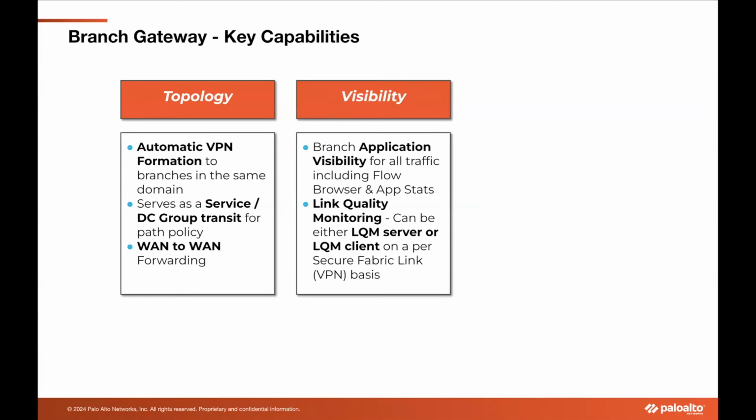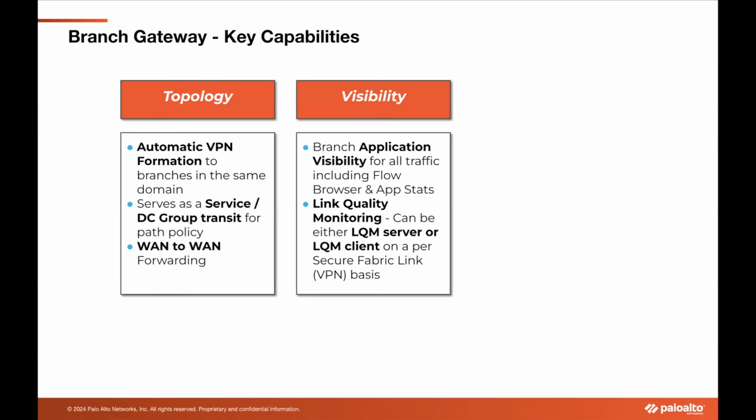Second piece is visibility. So all of that same goodness and really industry-leading application visibility that we have in branch mode is there for branch gateway mode as well. And that includes flow browser, app stats, real-time media, everything across the board is there, and including our new probe service capabilities around link quality.